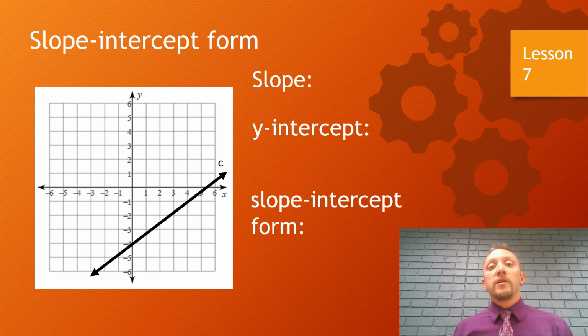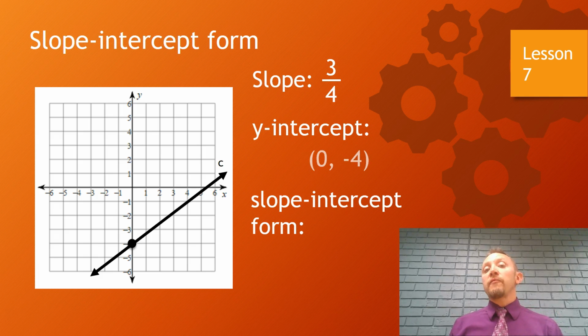All right, how'd you do? So for the slope, again, picking 2 points, you'd get 3/4, because you're going to rise up 3 and go over 4. Your y-intercept, you'd find that that line crosses a point 0, negative 4.